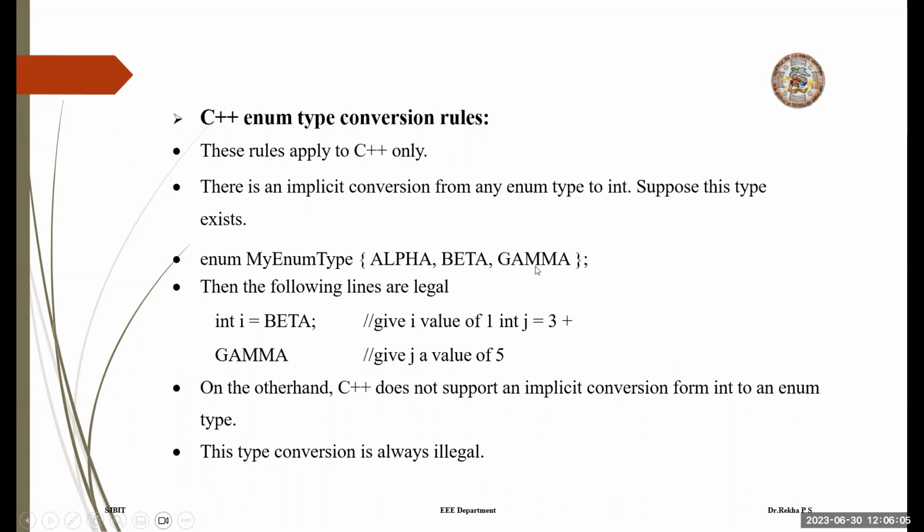Beta's value is 1, gamma's value is 2. Since you have written int i is equal to beta, beta becomes 1. That value 1 is assigned to i. So i becomes 1. Now if I write int j is equal to 3 plus gamma, then j becomes 3 plus the gamma value, which is 2. That's why 3 plus 2, 5. So j becomes 5. Like this, it actually happens.